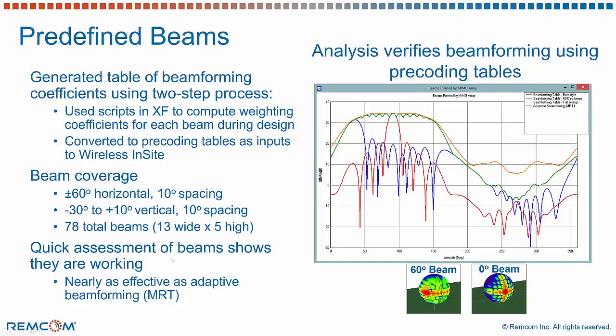We then did a quick assessment of the beams to make sure that they were working and to demonstrate them here. So on the right we have a plot, and it shows in red the bore sight beam at 0 degrees elevation and azimuth, and we can see that in red. We can also see that down below. This is our 0-degree beam. And then we have our 60-degree beam, 60 degrees off bore sight, shown in the diagram to the bottom left.